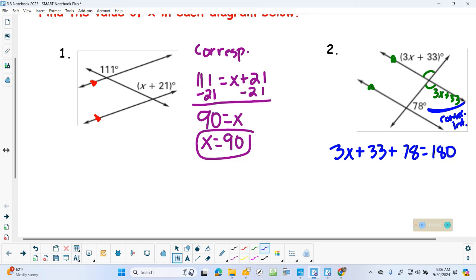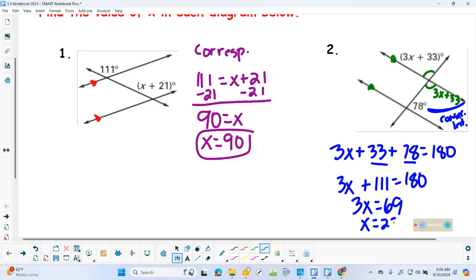Of course, we're going to combine our like terms, 33 and 78. There's some good vocab. Combine like terms. We've been using that in some proof writing. I'm going to subtract the 111. You guys probably already have an answer. And how many times does 3 go into 69? Final answer is 23. I heard it.